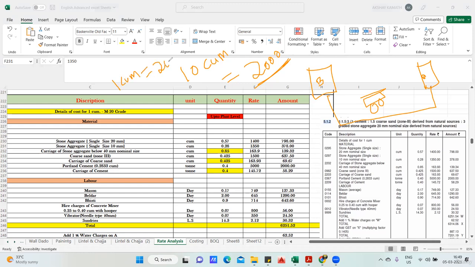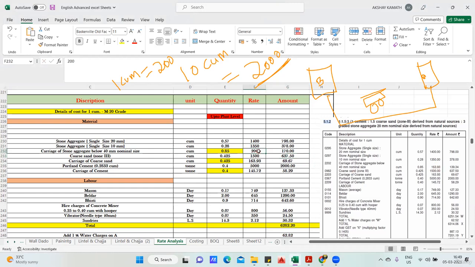It will be 200 rupees for 1 cubic meter. So whatever you are getting, here it is in cubic meter, isn't it? Where is that? The carriage of stone aggregate, this part. It is cubic meter unit. I'll put 200 here. Okay. This is according to me. But in DSR, they have given 163.